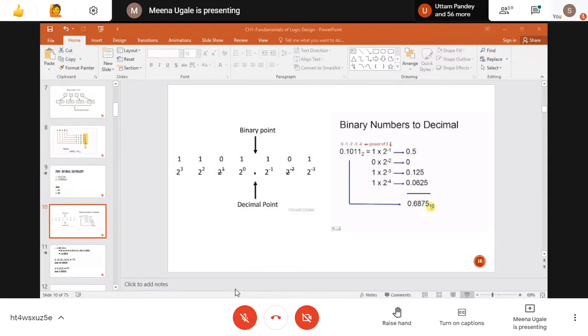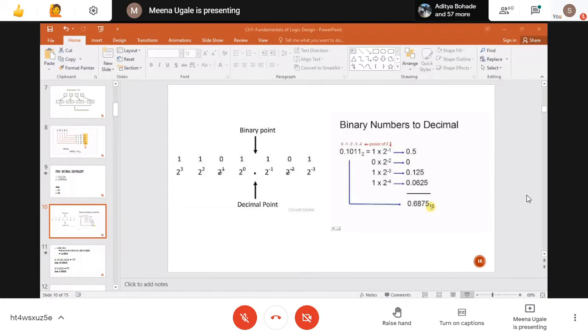So what I will do: 1 multiplied by 2 raised to minus 1, plus 0 multiplied by 2 raised to minus 2, plus 1 multiplied by 2 raised to minus 3. Whatever answer I get, I will give as the final answer. Now 2 raised to minus 1 means 1 by 2, which is 0.5. 2 raised to minus 2 is 1 by 4, which is 0.25. Likewise, you will be getting the answers.